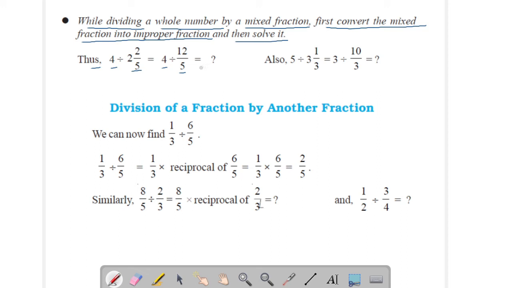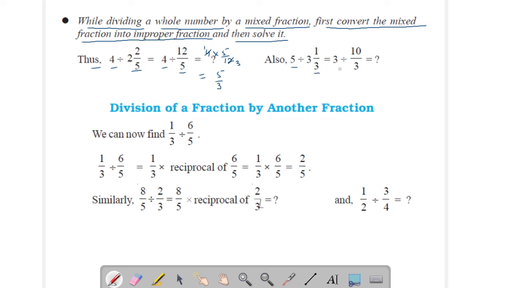How will you solve this? This can be written as 4 into 5 upon 12. You can cancel 4 and 12: 4 ones are 4, 4 threes are 12. You will get 1 into 5, 5 upon 3. This is your answer.